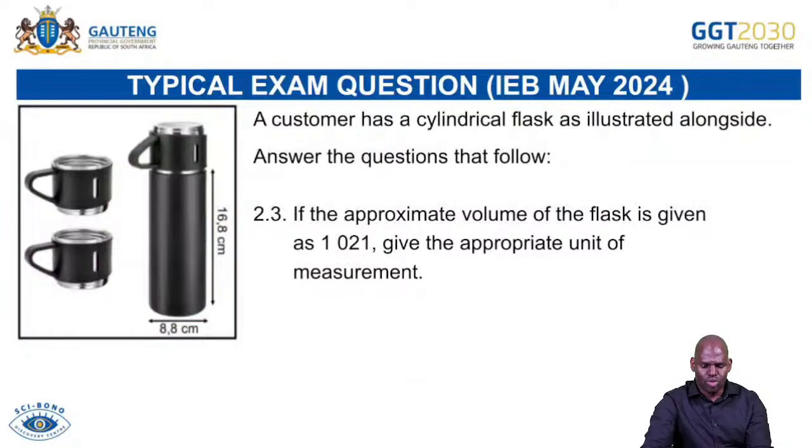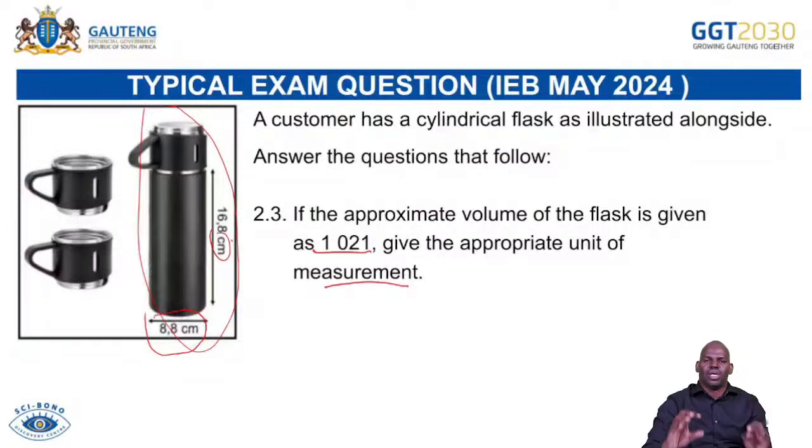Okay, then 2.3. If the approximate volume of the flask is given as 1021, give the appropriate unit of the measurement. So in this case, if we had to calculate the volume of the flask, which is a cylinder, what will be the correct unit? If you look at this, you can see that the height is given in centimeters. The diameter is also given in centimeters. Even if we had to convert the diameter to a radius, the radius will still be in centimeters, as long as everything that must be substituted there.